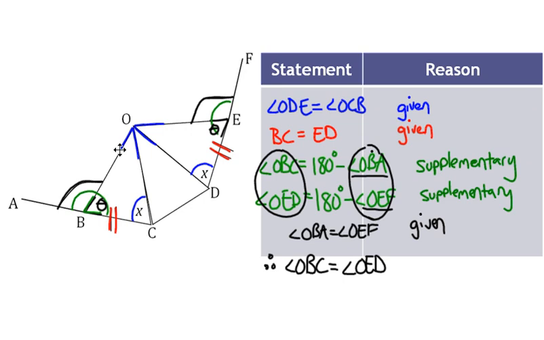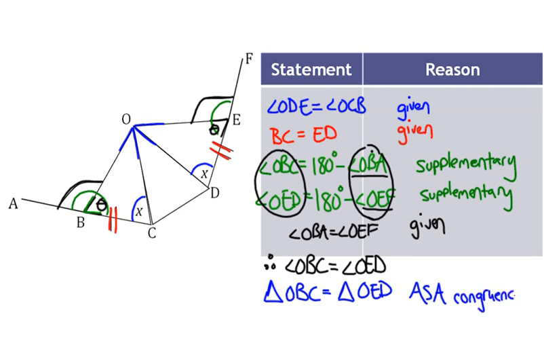So I can say triangle OBC is equal to triangle OED. In order to state those things are equal, we actually have to state that this is done by angle side angle, or ASA, congruence, which we've talked about many times before.